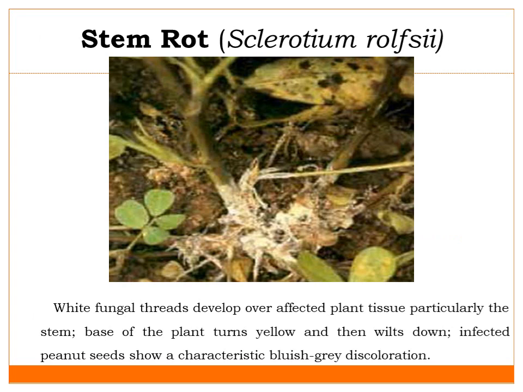Another one is the stem rot. The white fungal threads develop over affected plant tissue, particularly the stem. The base of the plant turns yellow and then wilts down. Infected peanut seeds show a characteristic bluish-gray discoloration. You can see in the picture that its stem looks rotten.